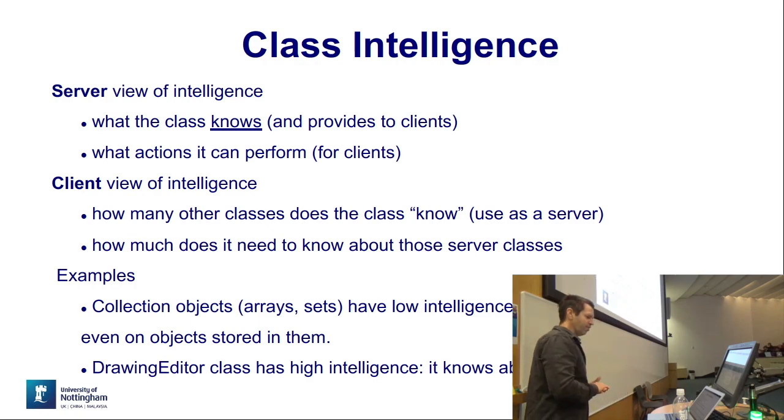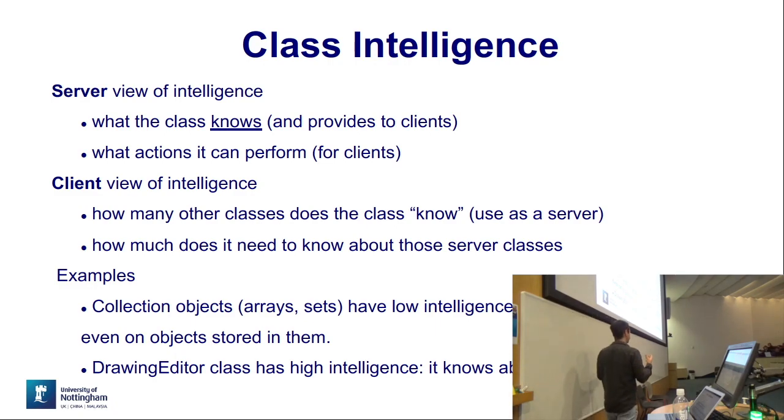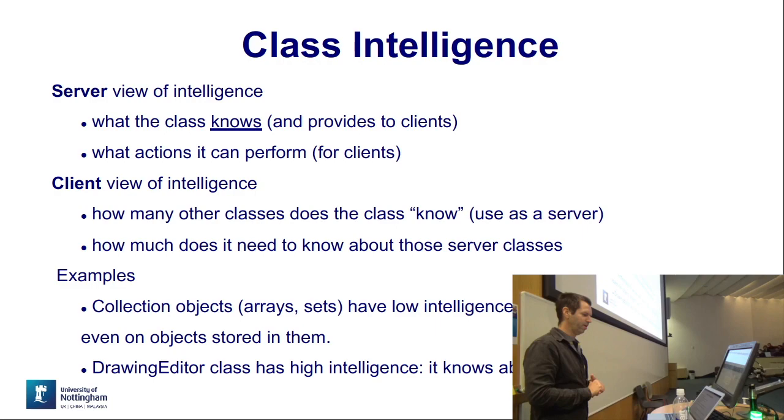So there's a server view of intelligence, what the class knows and provides to clients, what actions it can perform, and there's a client view of intelligence. How many classes does a certain class know about? Like how many other classes? How many other classes does it collaborate with? And how much does it need to know about those other classes?